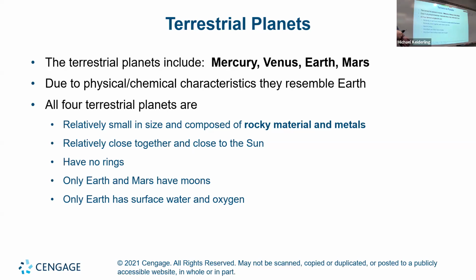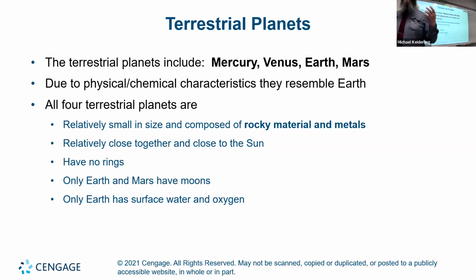So let's talk about the terrestrial planets. The terrestrial planets are Mercury, Venus, Earth, and Mars. Due to their physical and chemical characteristics, they're similar to Earth, so we call them terrestrial. There are differences between them. They all have somewhat different atmospheres, temperatures, etc. But they're all relatively small in size and composed of rocky minerals, material, and metals.